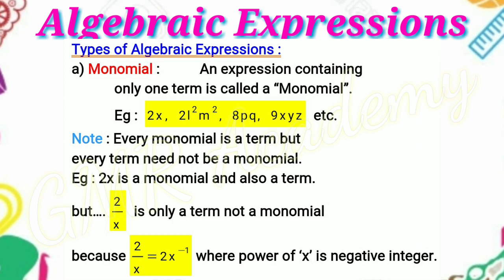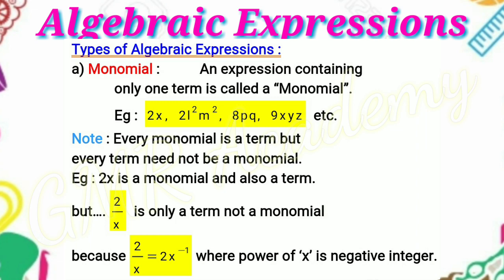An important note is that every monomial is a term, but every term need not be a monomial. Why? For example, 2x is a monomial. Precisely, what is meant by monomial? The power of the variable is always a non-negative integer. That means in 2x, the power of x is 1, so that is positive. So that is a monomial and also a term.